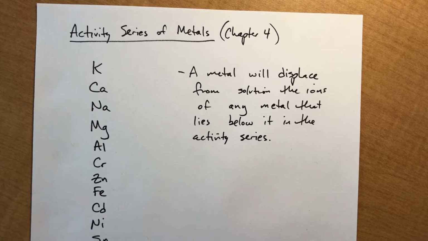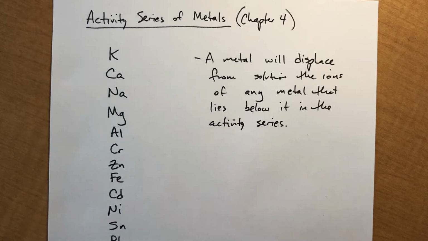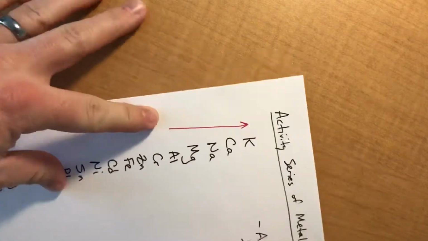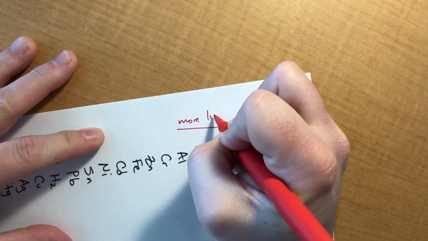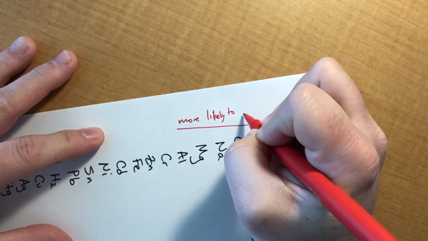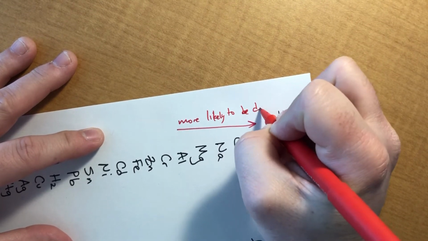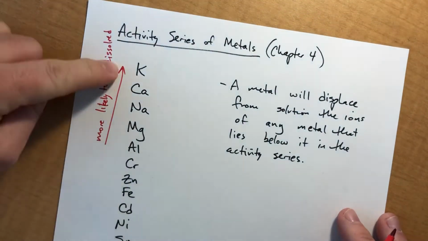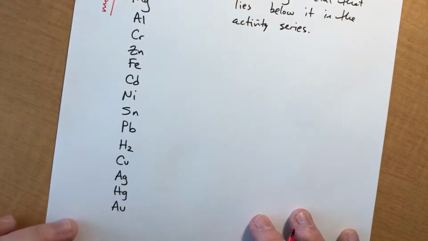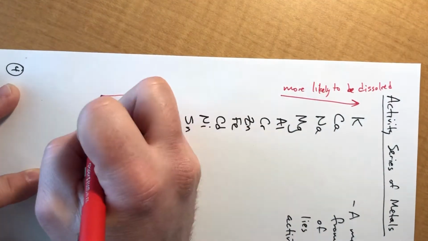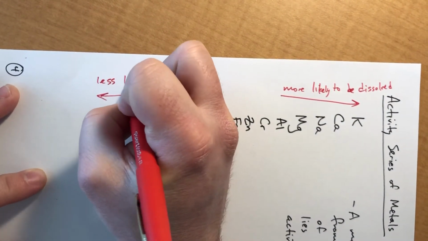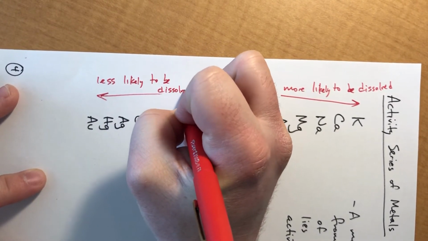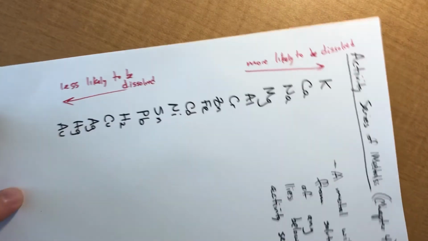So that sounds probably super confusing. The gist of this, the best way to interpret this is the top of the list, these things are more likely to be dissolved. I'm gonna write this sideways here. Okay, so as you go up the list, these things are more likely to be dissolved, and the things at the bottom of the list are less likely to be dissolved.